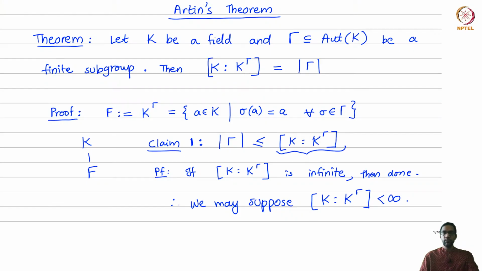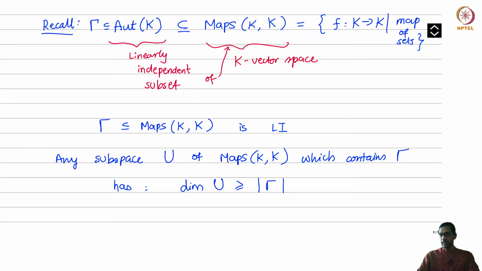In the previous video, we proved one half of Artin's theorem. Recall the statement: if K is a field and if Gamma is a finite subgroup of the group of field automorphisms of K, then K over the fixed field K^Gamma is a finite extension of degree equal to the cardinality of Gamma. And we proved the inequality which showed that the cardinality of Gamma is less than or equal to the degree of the extension. What we'll do this time is to prove the other half.